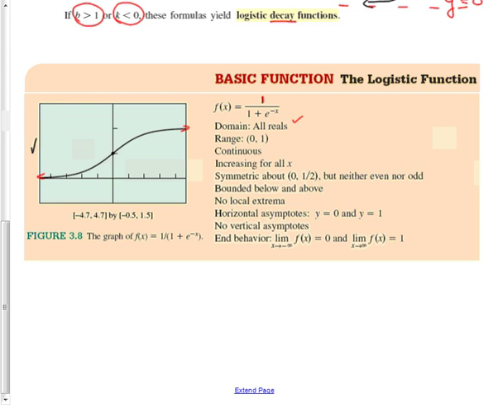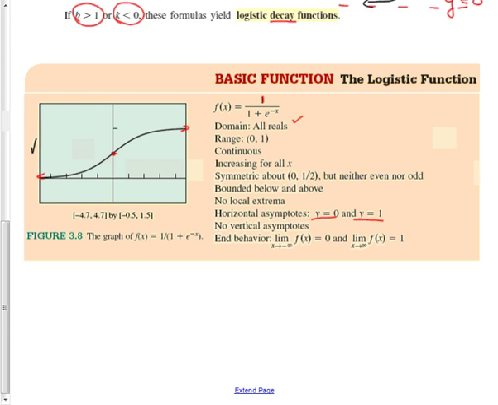Symmetry, this one has symmetry right about the point that's right there in the middle. Between 0 and 1, 1/2. It has point symmetry. It's bounded above and below, we've got these asymptotes. There are no extrema to this. There are our asymptotes that we keep running across. They're the ones that are bounding it.